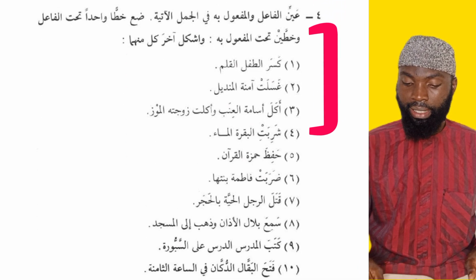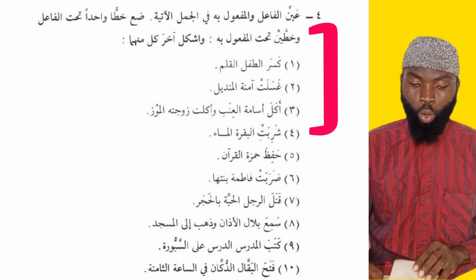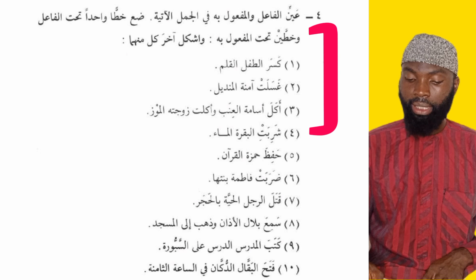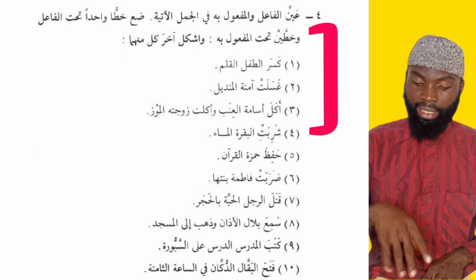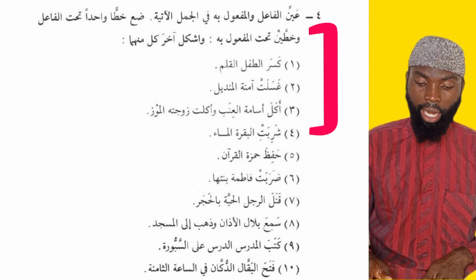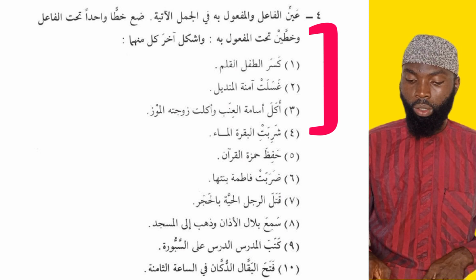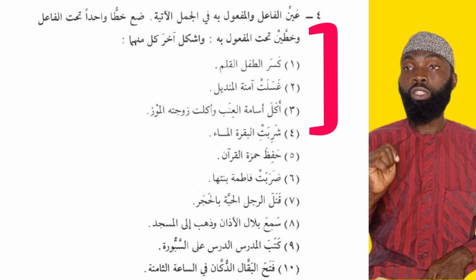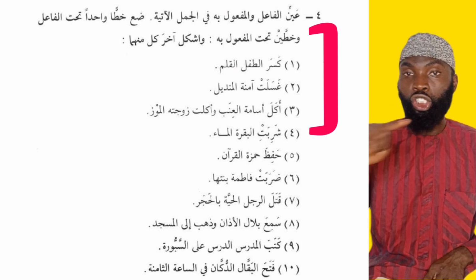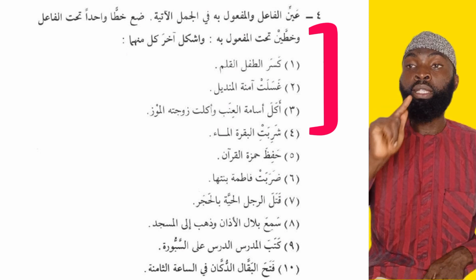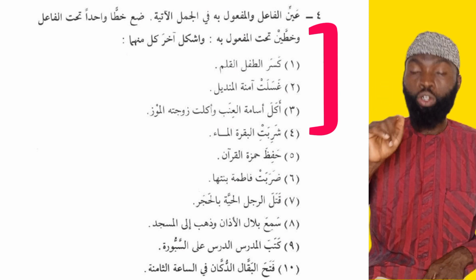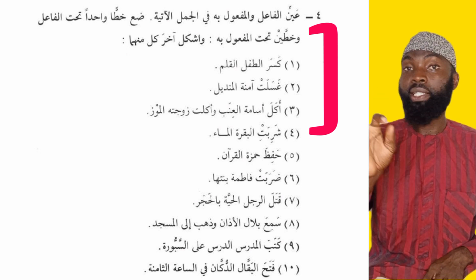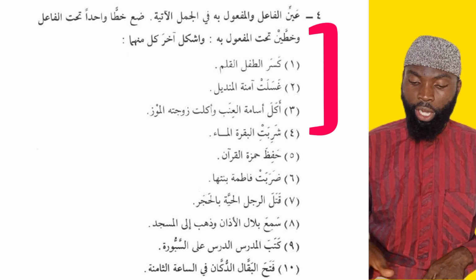Exercise number 4, the instruction says ayyin al-af'ala, ayyin al-fa'ila, wal-maf'ula bih fil jumal al-atiyah. That is, indicate the subject and the object of these sentences. Place one line under the subject and two lines under the object. How do you indicate them? By placing a single line under the subject of the sentence, and a double line under the object of the sentence. Washkul akhira kulli minha, and record the end. Put fatha where it's supposed to be fatha, and damma where it should be damma.